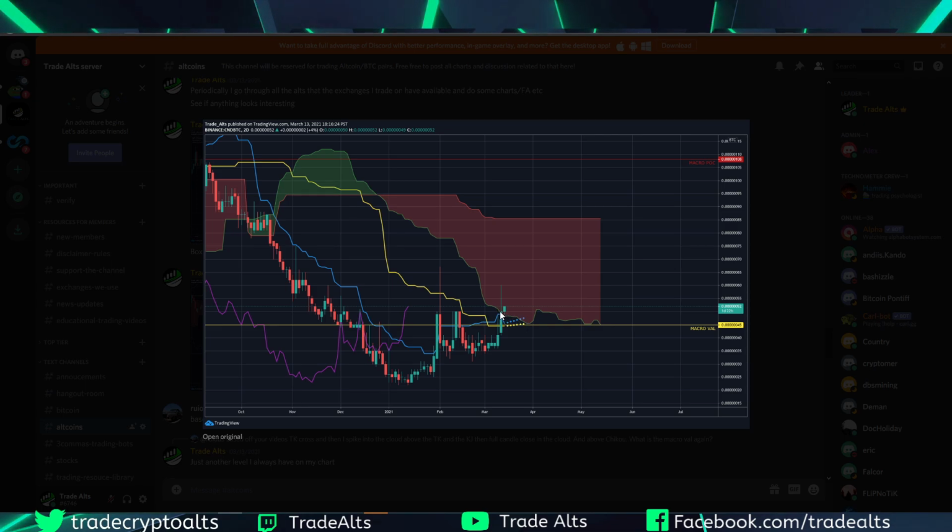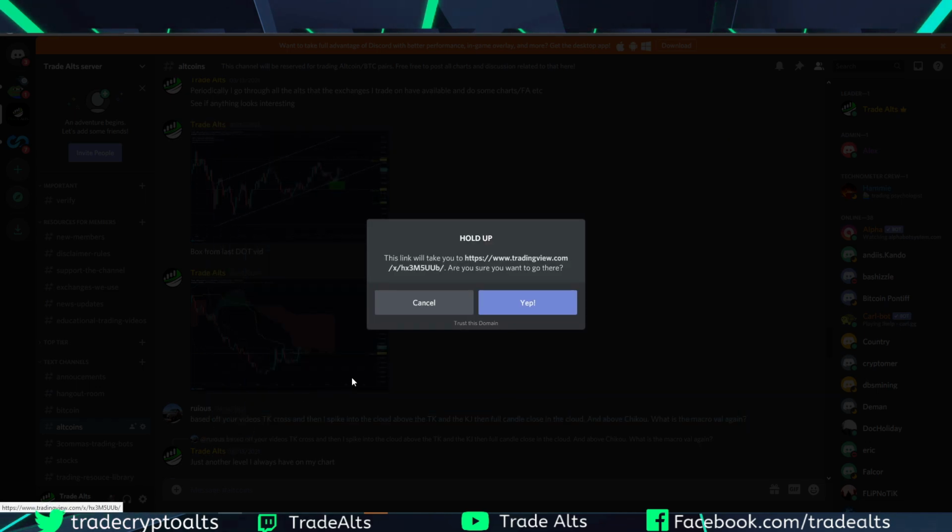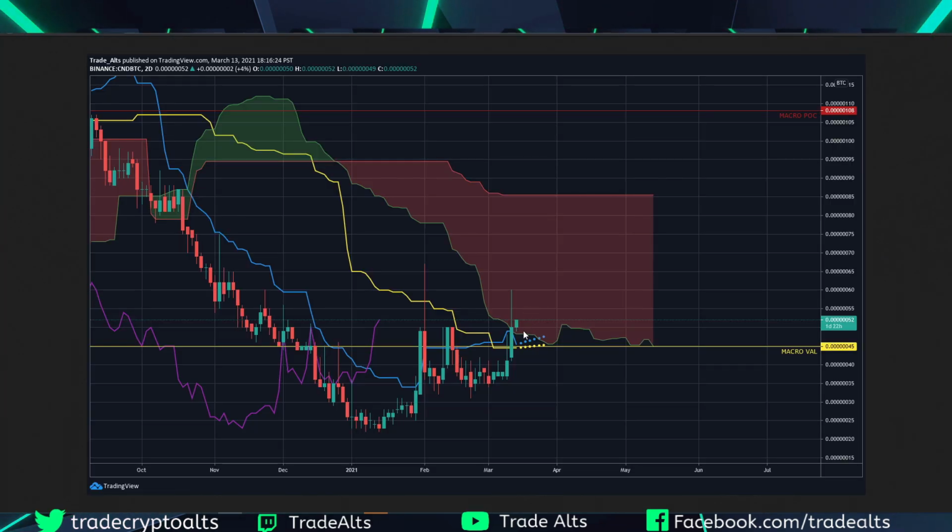I'm not sure if you can see this right here. If I open the original, there we go. So right here, you've got your candle close inside a cloud. You have your bullish TK cross, Chikou span above price, and you have this really nice flat Kumo sitting here about 85 sats. So that would be a really nice target for that.